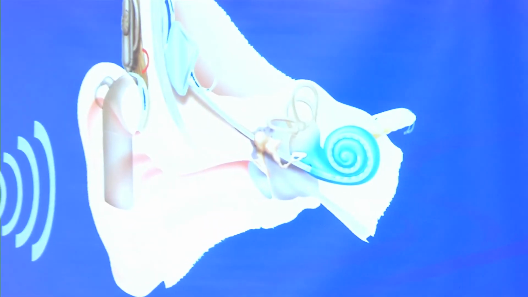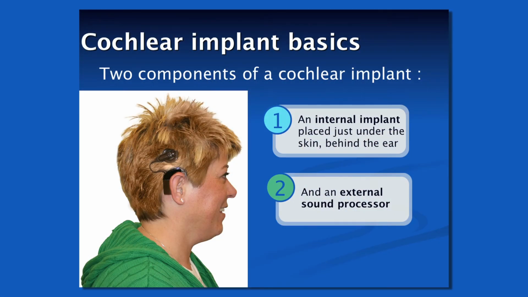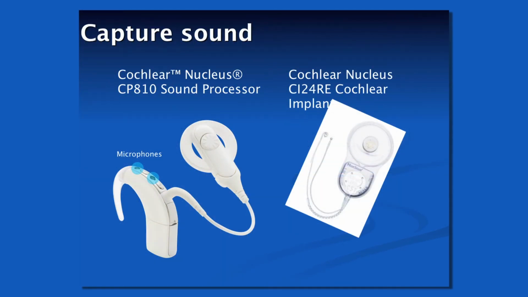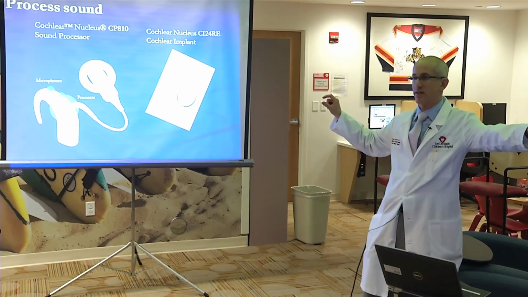And then there's an external sound processor, which looks like kind of a bulky behind-the-ear hearing aid, much smaller every year. And that's connected through a magnet, a coil, which takes the sound which has been made into an electrical signal. It transmits it through the coil, directly through the skin to the internal component. It's got a microphone on it. It captures the sound through the microphones. And there's sophisticated electronics and software that's involved to program this sound processor to his hearing loss.